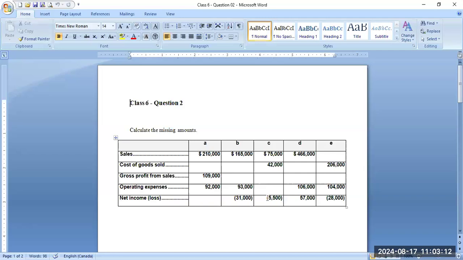Net income is a loss achieved. The company is losing $5,500. But we have the sales and cost of goods sold. Once we get sales minus cost of goods sold, it's going to give us gross profit. The question is, how much should the operating expenses be to go from that positive number down to the negative 5,500? So obviously that will be that number plus 5,500 to bring it to negative 5,500. And follow the same logic.